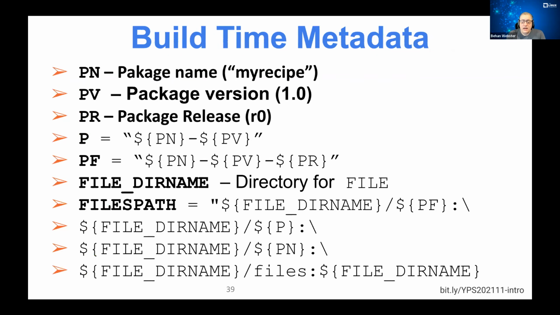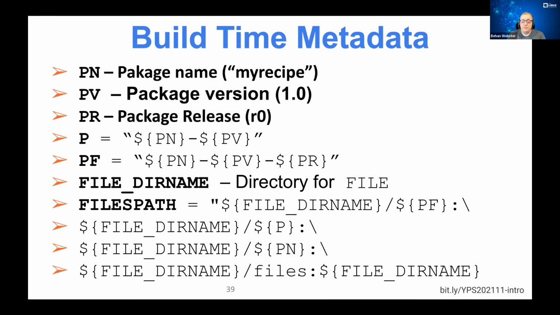We also have various build time metadata. We have things like the package name. And again, this is derived from the name of the recipe file itself. We also have what's called the package version. Now that can be explicitly set. It can also be derived from the name of the file itself. Again, it's the first number in the file name. It's the package name _ version _ revision. Okay, PR being the package release. Okay, or R0 in this case is the default.